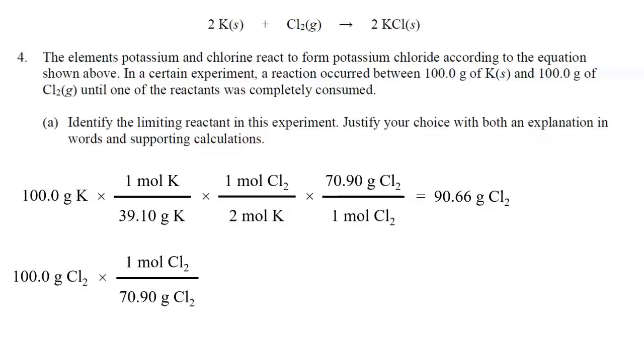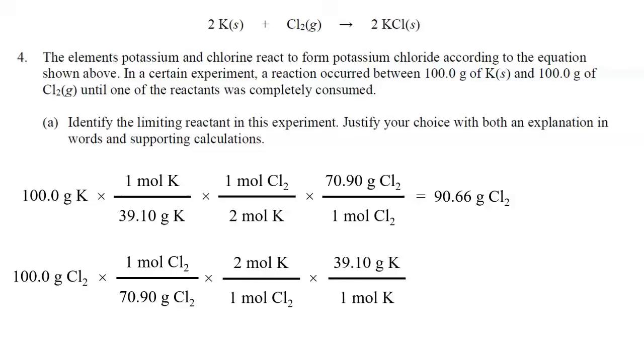So first, grams to moles using the molar mass of Cl2. Then we go from moles of Cl2 to moles of K from the coefficients. And then we go from moles of potassium to grams of potassium from the periodic table. If we do 100 divided by 70.9 times 2 times 39.1, we get 110.3. Now, we've done our calculations.